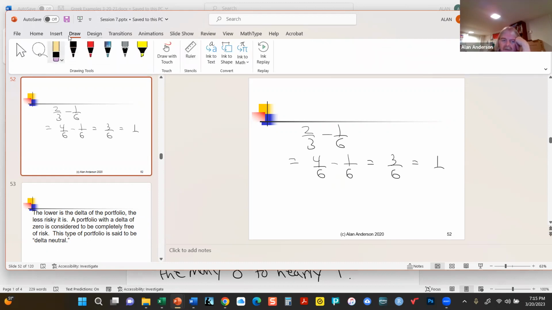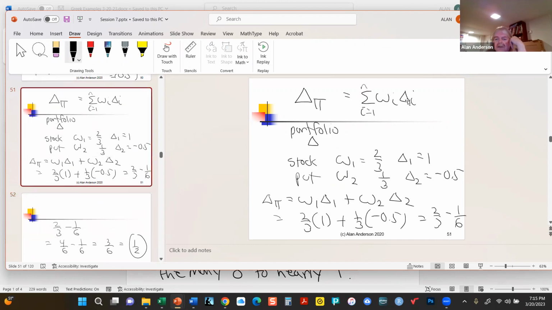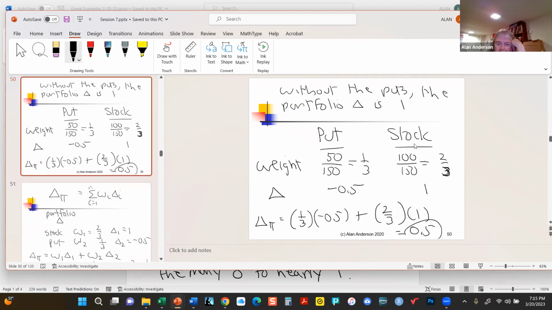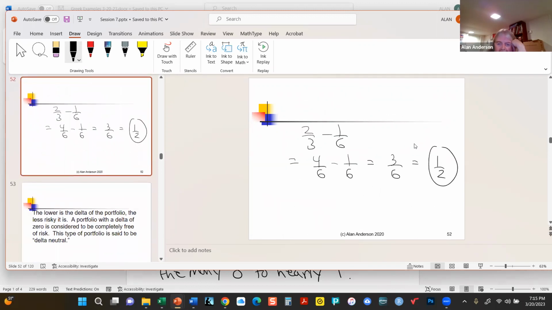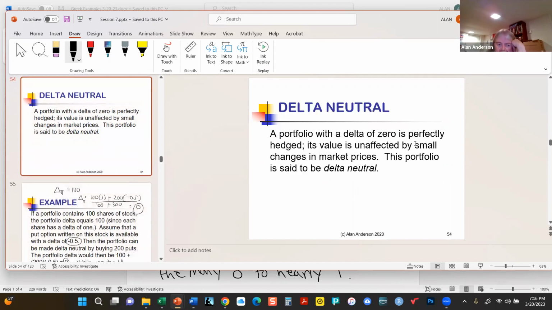So even though it's not 0, it's still less than what it would have been if I simply held the stocks. Actually, no, it'd just be one for each share of stock. So this is 1/2. So I've got a portfolio whose delta is 1/2. And delta neutral means the delta is 0. And this may be what I want. Maybe it's not, but if I'm really concerned about risk, this is something that I might think about.